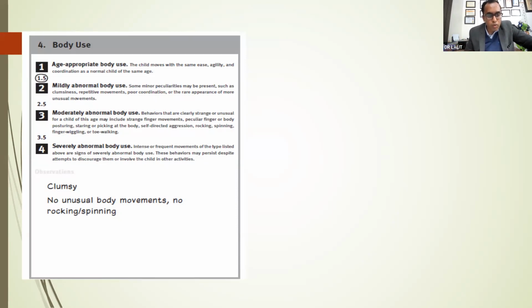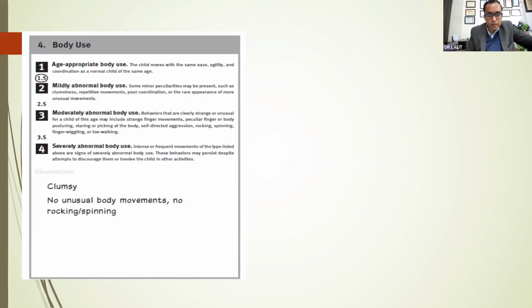So clumsy, but no unusual body movements, no rocking and spinning. Another important thing to consider in body use is, is he doing head rocking? Is he doing stimming? Is he doing head banging? Those things come under body use. Is he doing visual, I mean corner-side seeing? Is he doing hand flapping? Is he staring at the fans? Is he staring at the bulbs? Is he taking a lot of visual stimming? Is he laughing on seeing bright lights? So those things need to be taken into consideration for body use.